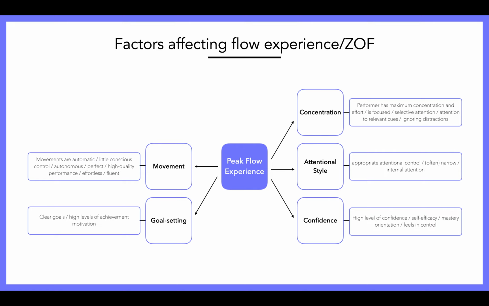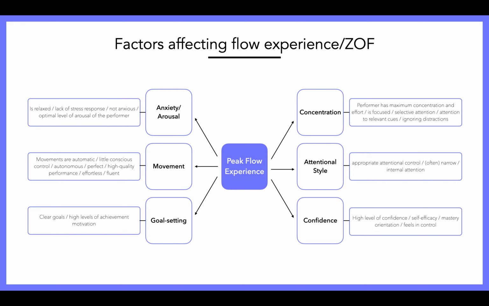And then finally, we've got anxiety and arousal. So you're relaxed. There's a lack of stress response. You're not anxious. You're at that optimal level of arousal of the performer. Like we've just established with Hanin, that's not only moderate, it can be lower, it can be higher. The key thing is that you're in control of that arousal.